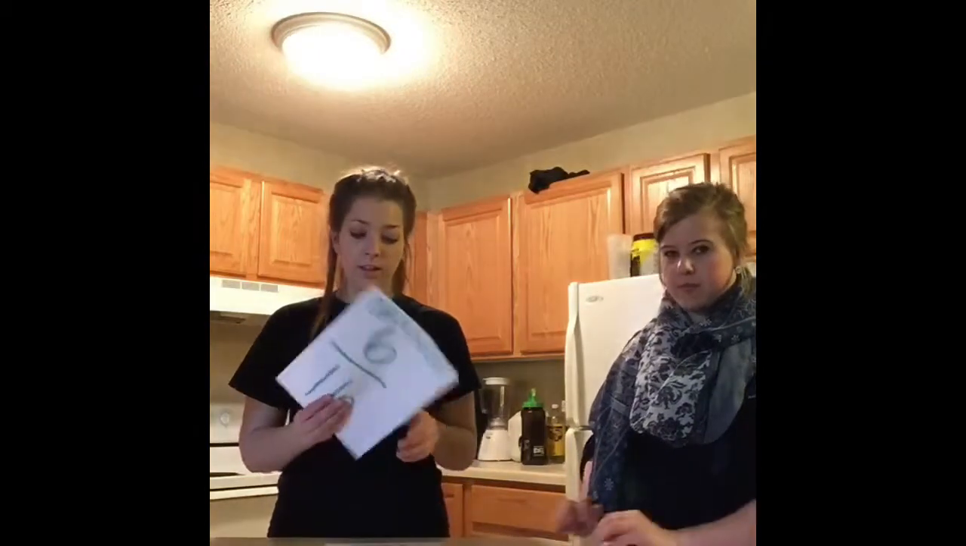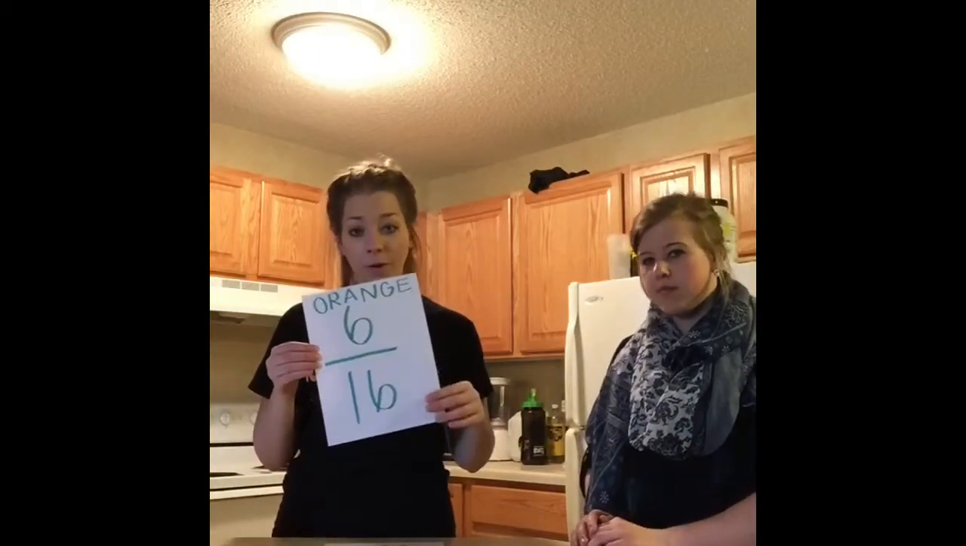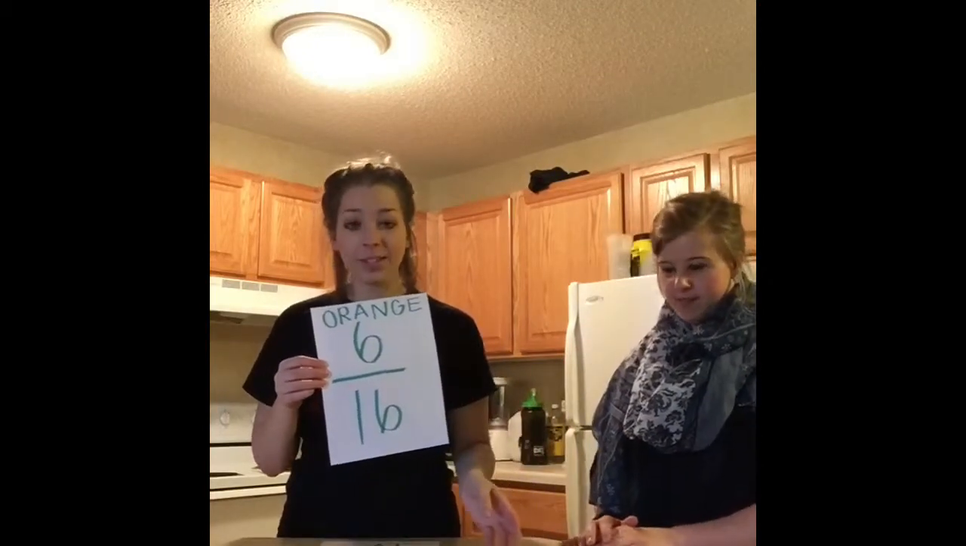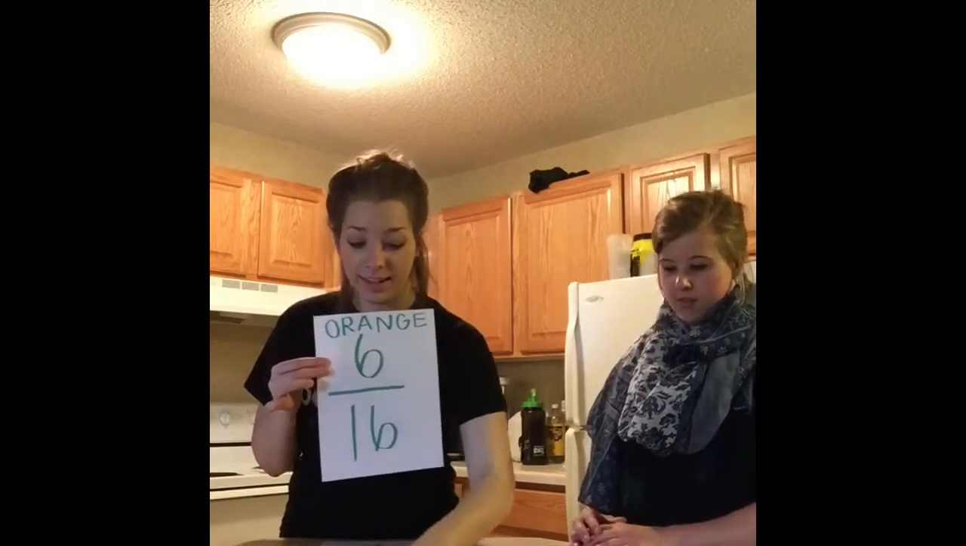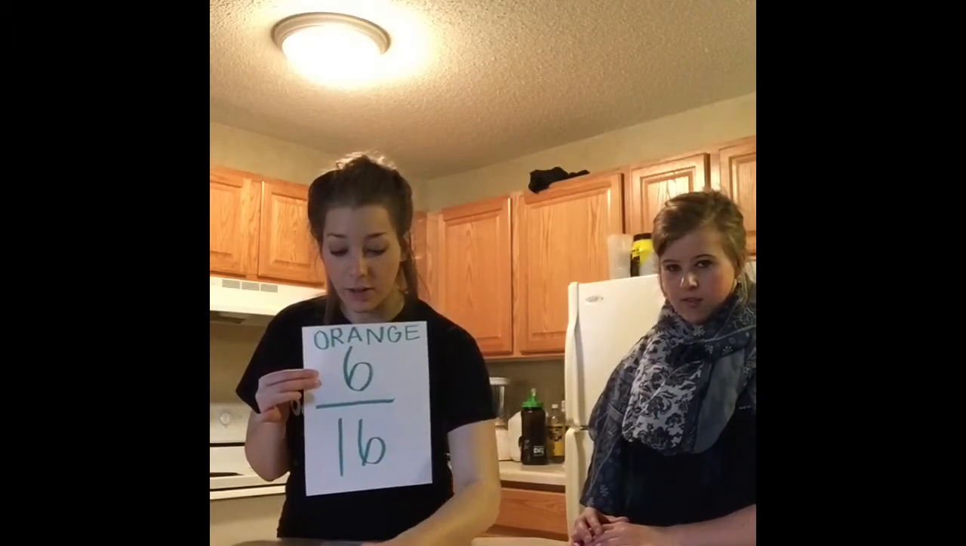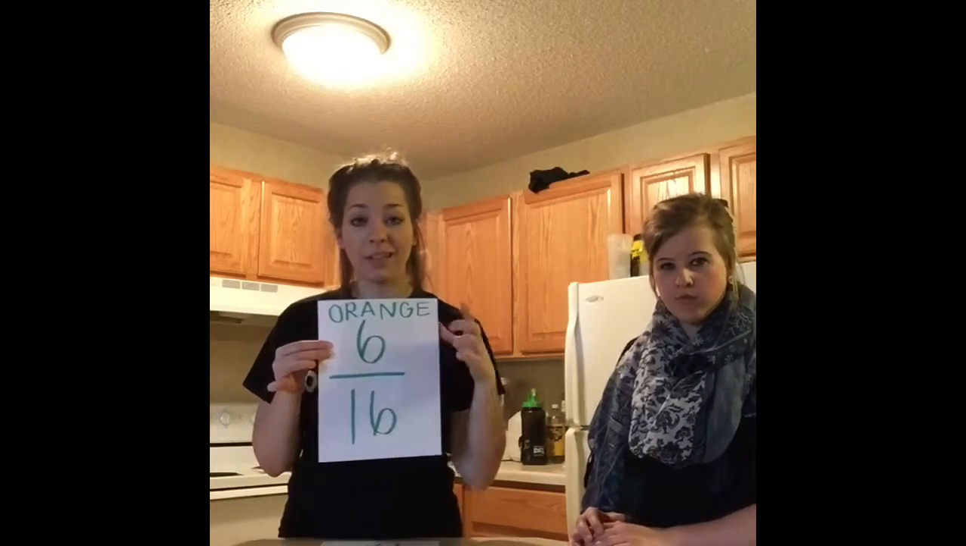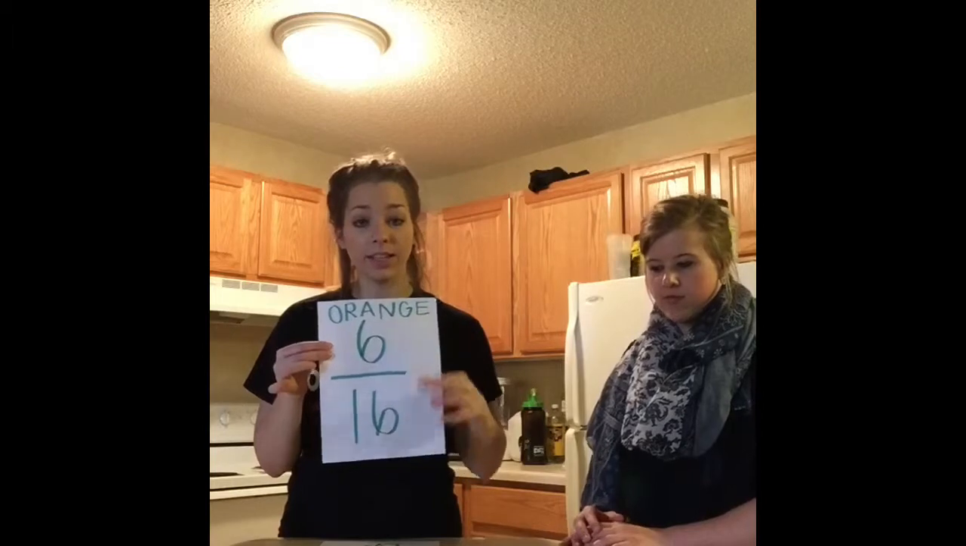All right. So by now, I hope you know that the denominator is always going to be 16 for this activity because like we said, we had 16 M&Ms total. Now for our orange M&Ms, we actually had 6 of them out of our handful that were orange. So 6 orange M&Ms, that's going to be our numerator. So 6/16 of the M&Ms was orange.